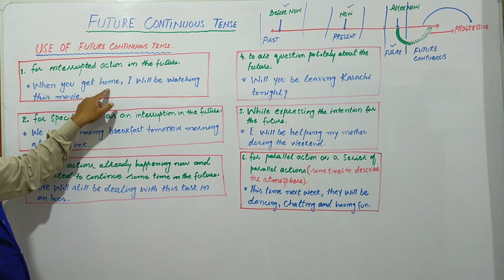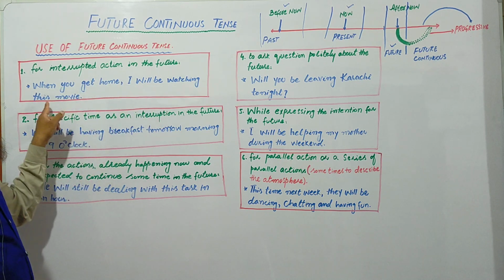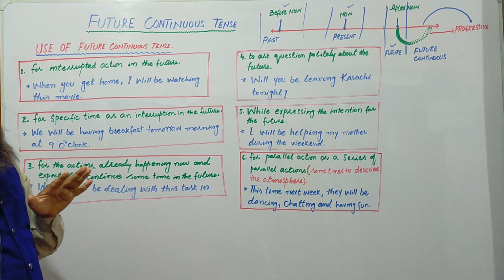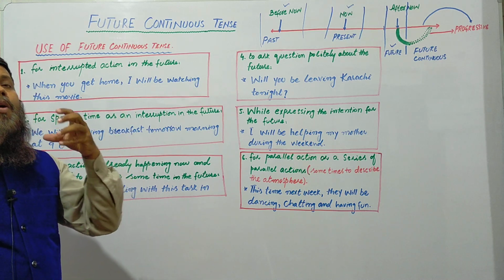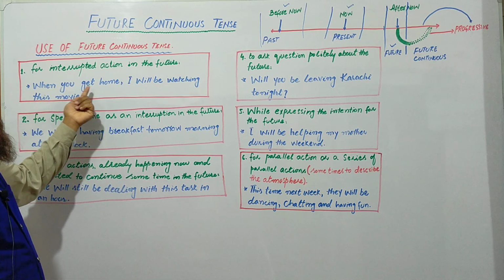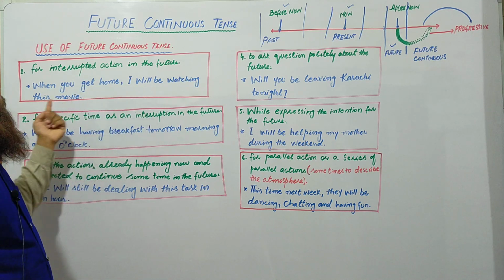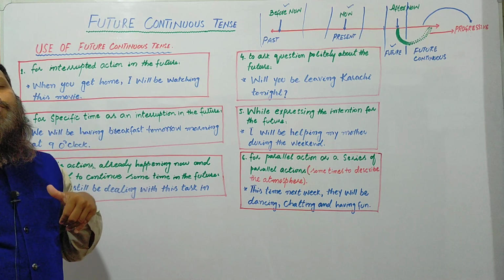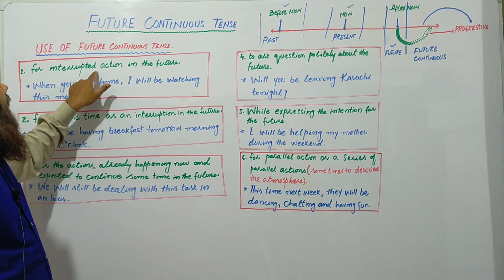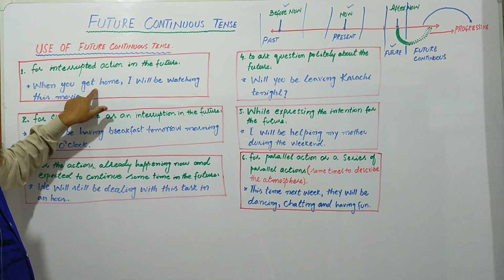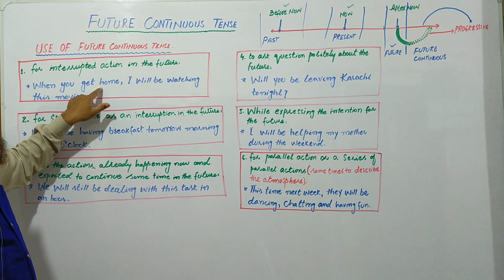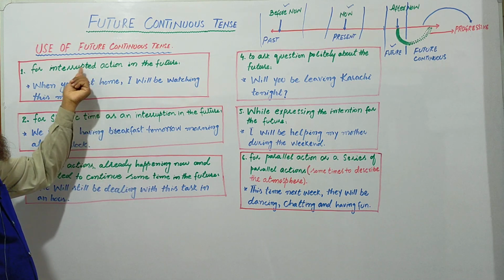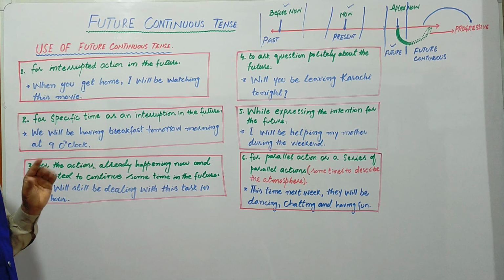When you get home, I will be watching this movie. It means right now he is not watching the movie, neither was he watching the movie. When will he be watching the movie? When you get home. Jab tum ghar mein aaoge, I will be watching this movie. It means you are not at home, and neither am I watching the movie. I will be watching the movie. It means the action, interrupted action. Here the action is interrupted: when you get home, I will be watching the movie. So here we can use interrupted action. Number one, do you understand interrupted action?